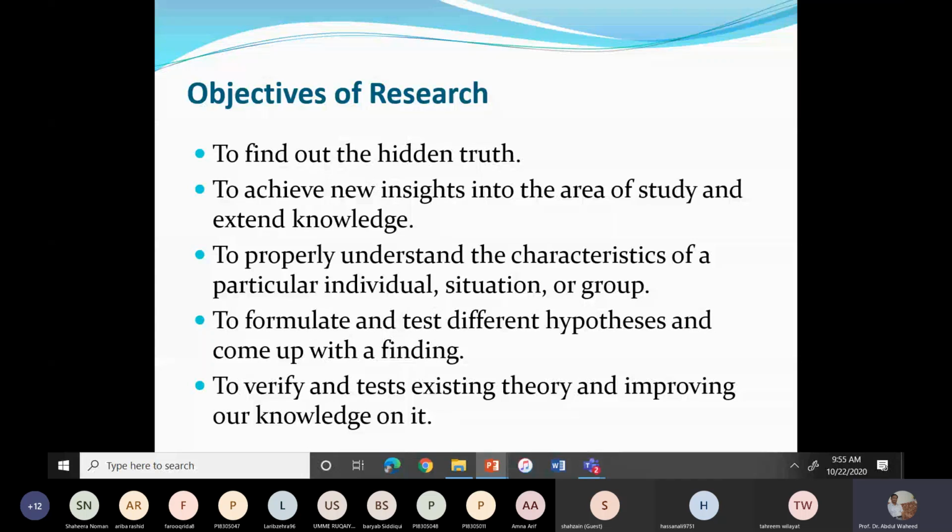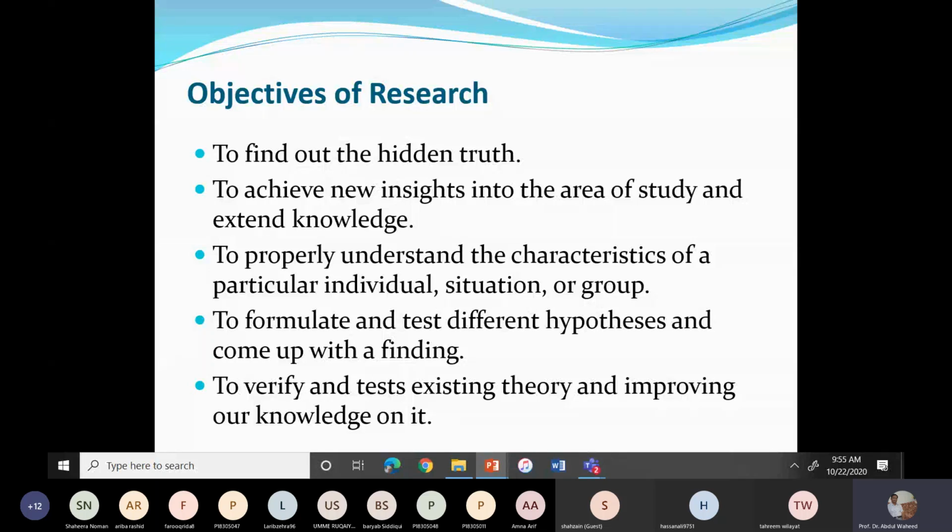and we also try to properly understand the characteristics of a particular individual, situation, or group. Sometimes we do research on a personality, like Qaid-e-Azam. We know about Qaid-e-Azam, but maybe we know very little. Then people did their research to know about that personality. And there are many personalities on which research has been done. So we also do research on a particular situation, and we also do research on a particular group, a group of people.